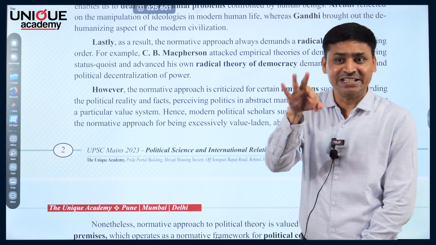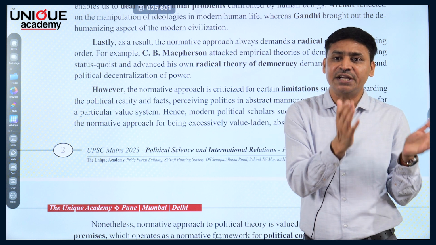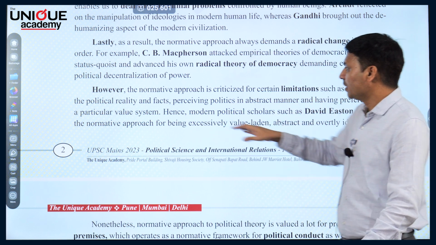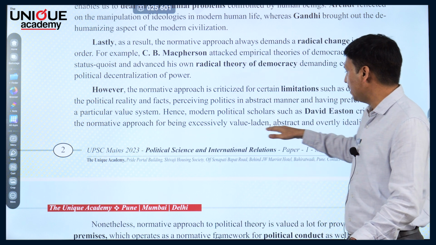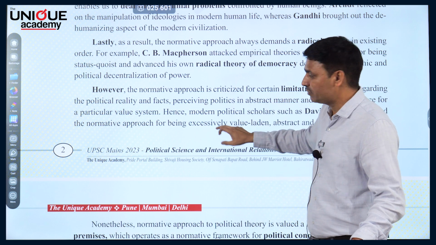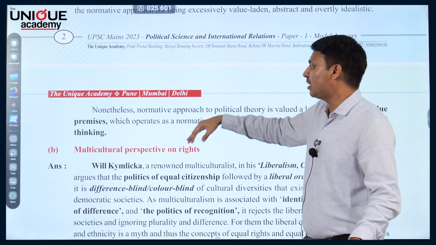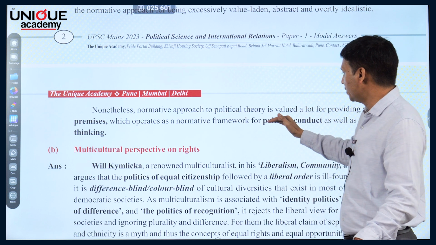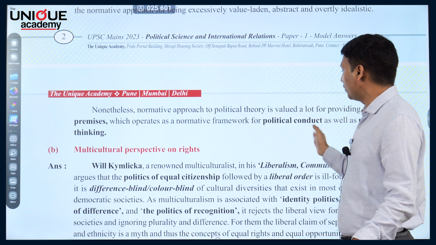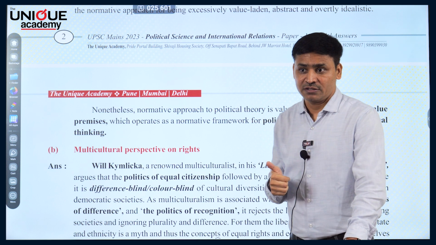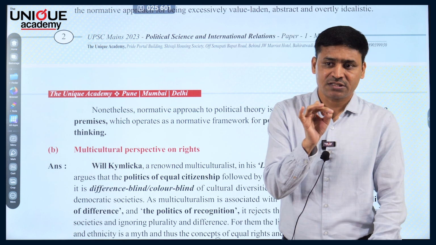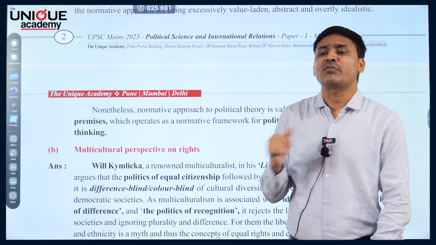Instead of coming up with 3 sentences, we have included the 3 limitations right in the one sentence, that is the first sentence. Hence, modern political scholars such as David Easton criticize normative approach for being excessively value-laden, abstract and overtly idealistic. Okay, so this is a very substantial comment part of the answer. Nonetheless, this is how we have concluded the answer. Normative approach to political theory is valued a lot for providing a value premises which operates as a normative framework for political conduct as well as political thinking. Now, this one small sentence summarizes the significance of and the value of the normative approach.